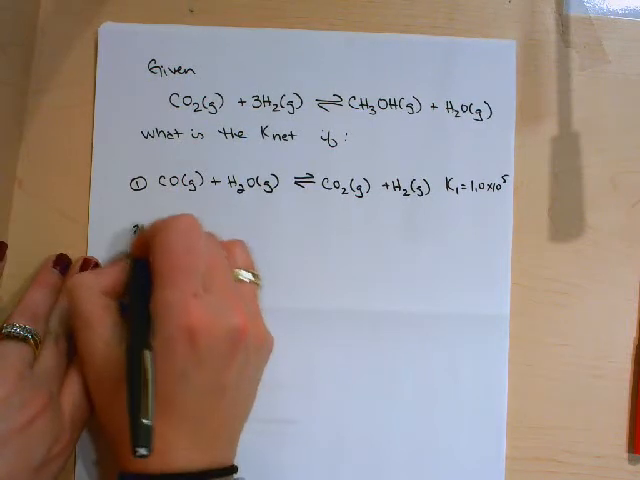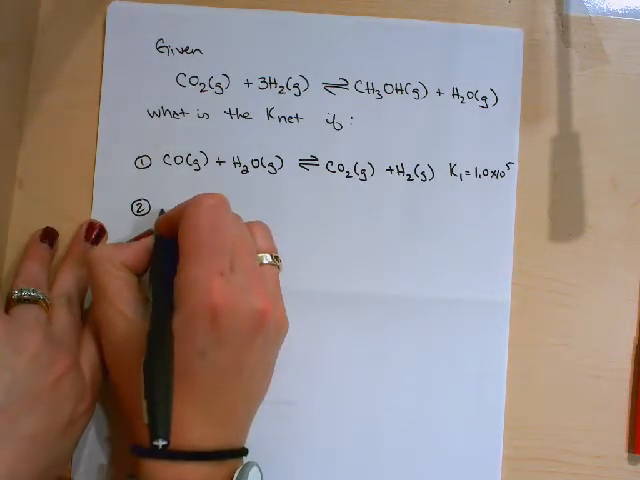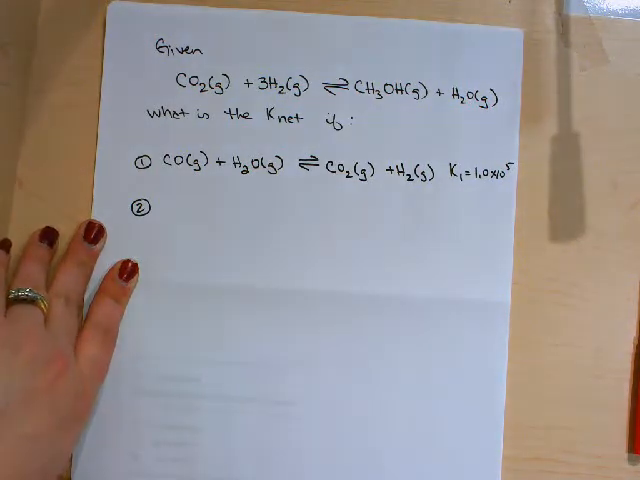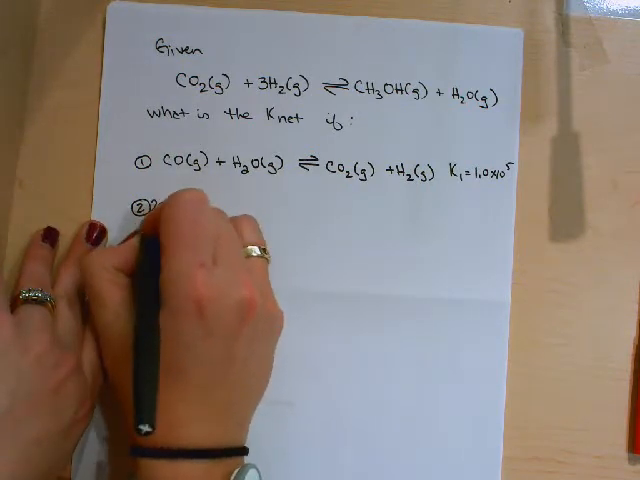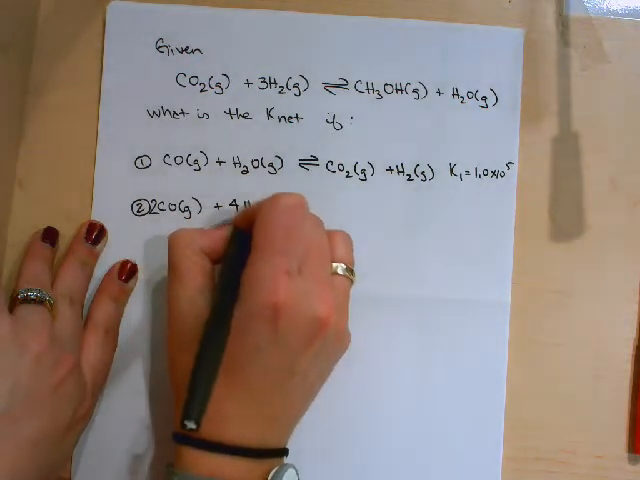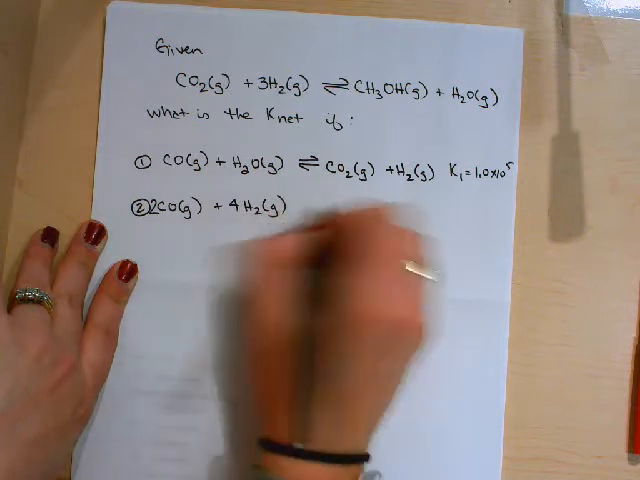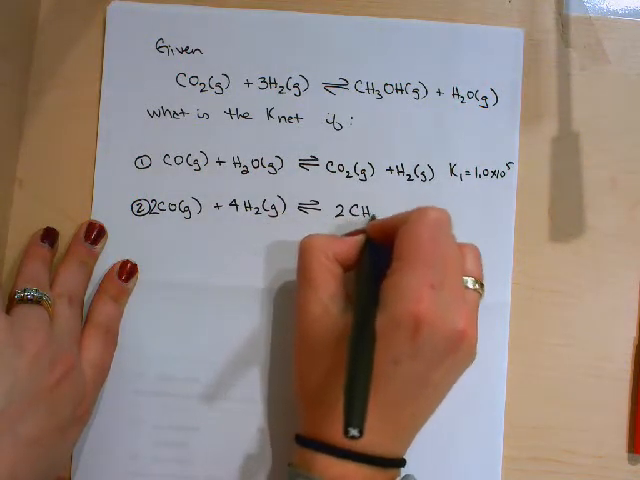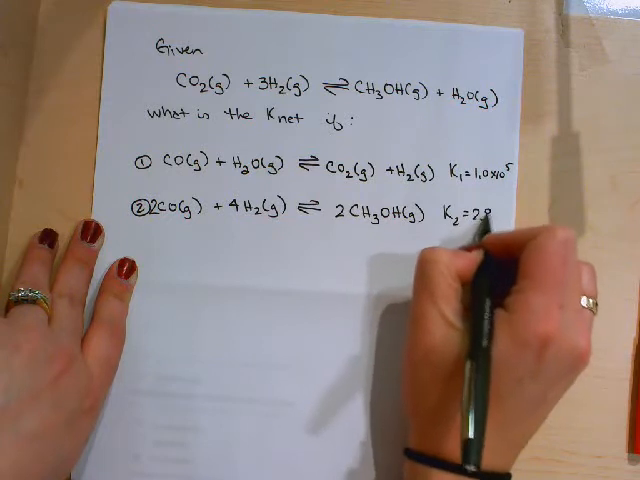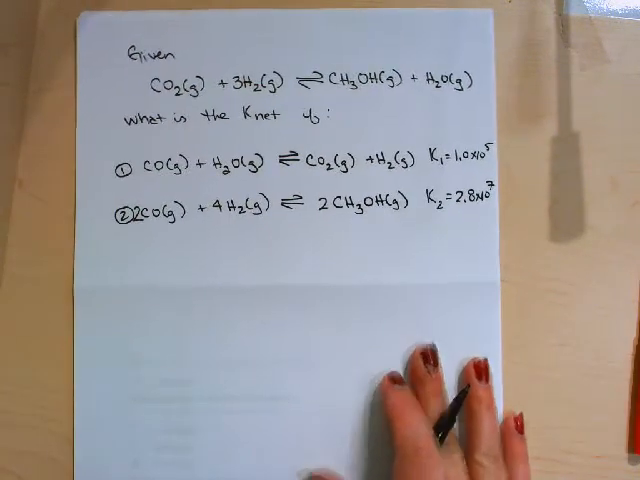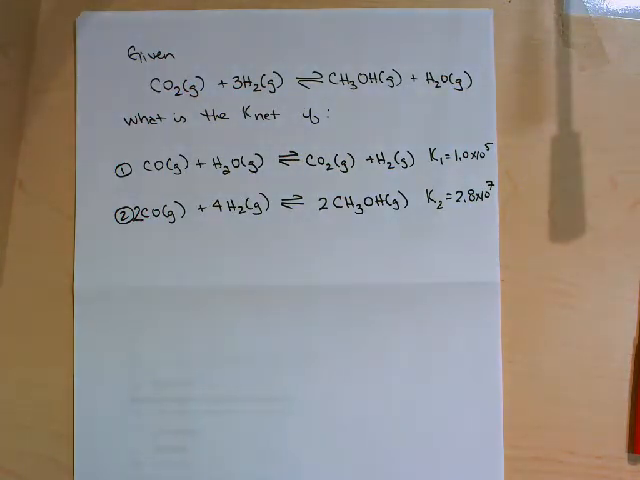So that's equation 1, and then equation 2 is. Alright, so we have these 2 equations, and we have to figure out how to recombine them to get the K net. Wait for everybody to catch up.